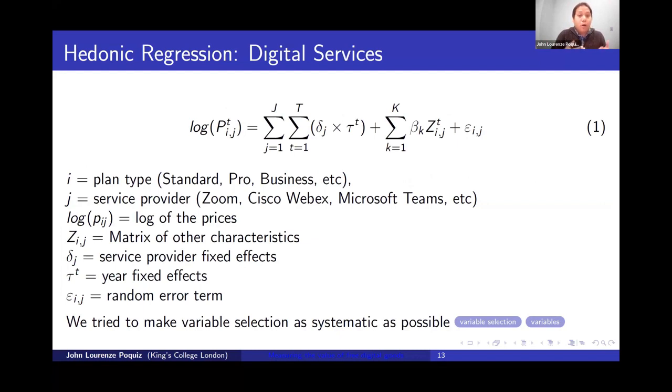So we have the log of the price of free digital services, for example video conferencing, and we have fixed effects interacted with time, and we have a matrix containing all of the characteristics that we find for the paid version of these goods. Later on, I'm going to show you how the data set might look.